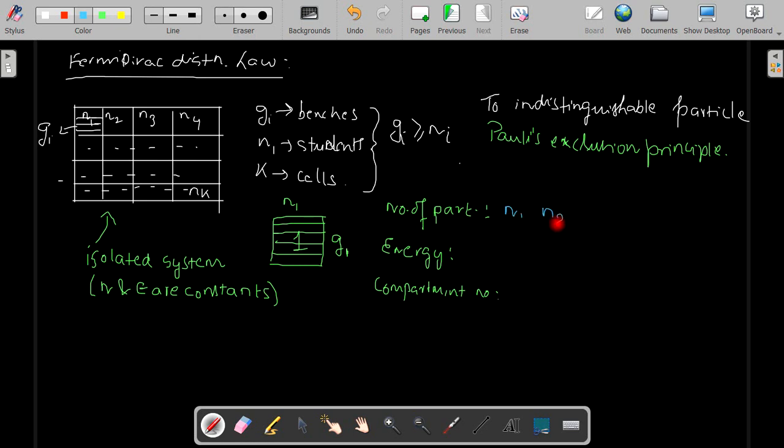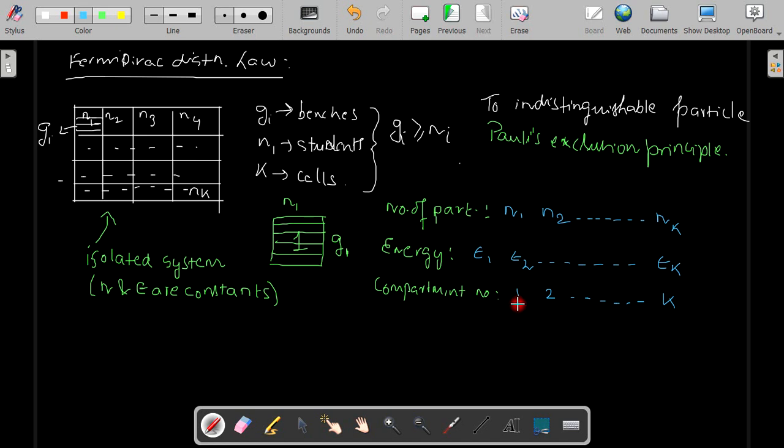N1 maybe N2, and then there are a number of students or particles which will be nothing but Nk. Okay, energy for the first one may be epsilon 1, for the second one might be epsilon 2, and we will go on, and finally it will be epsilon k. And then compartment number, it might be 1, it might be 2, and then we can actually have k compartments.